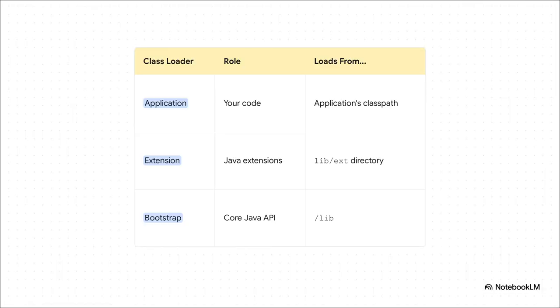And this table really lays it out. The Bootstrap loader is for the absolute fundamentals, from Java's core library. The extension loader handles any optional packages. And the application loader, well, that's your domain. That's where your code lives. Each one has its own turf, which keeps the whole environment stable and secure.